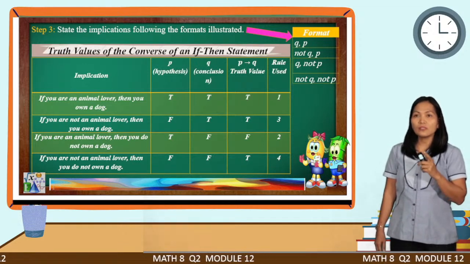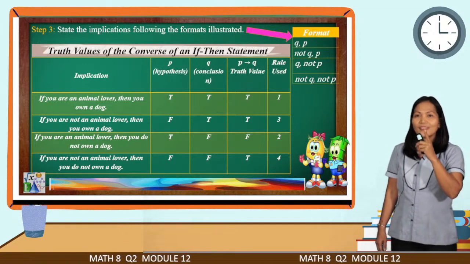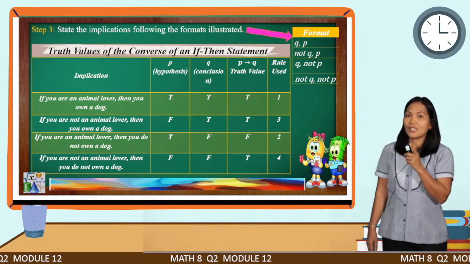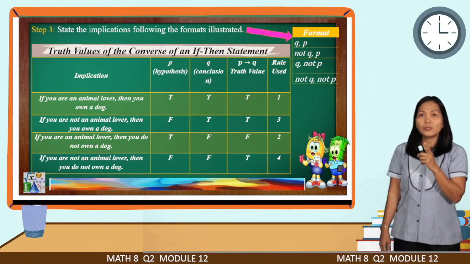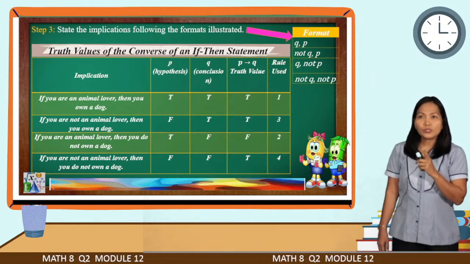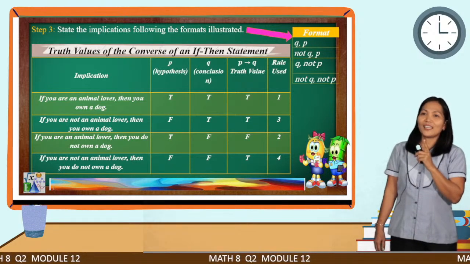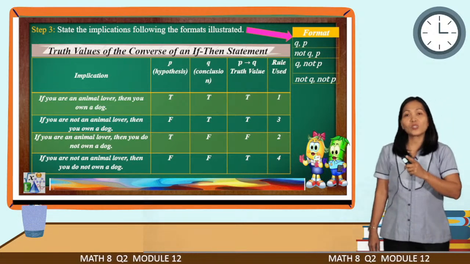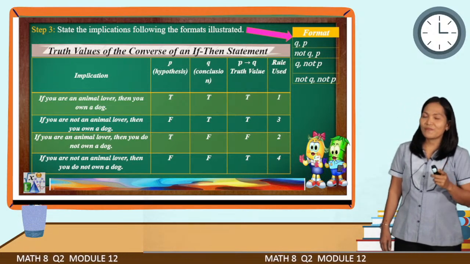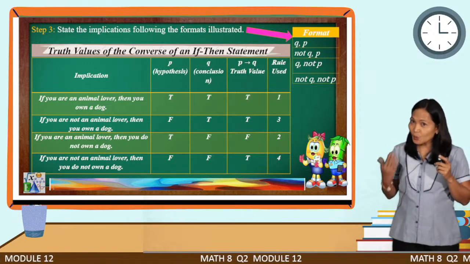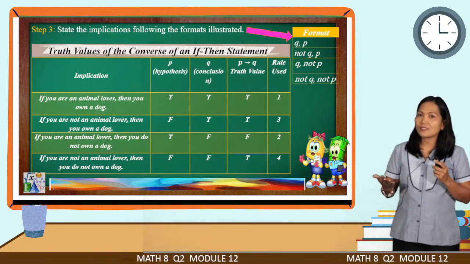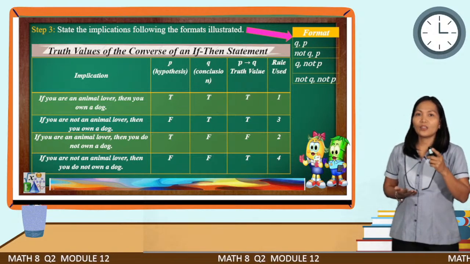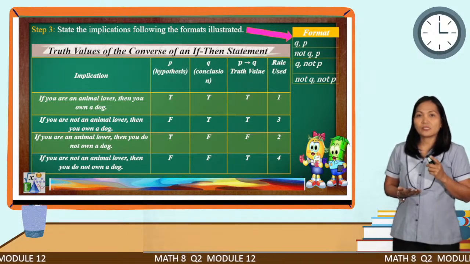For the third implication, if you are an animal lover, then you do not own a dog. So our hypothesis again does not change its meaning. So it's true. But look at the conclusion. You do not own a dog. It has an opposite thought of the original. So it's false. So again, if the hypothesis is true, but the conclusion is false, then our decision is false. And the rule we used is 2.